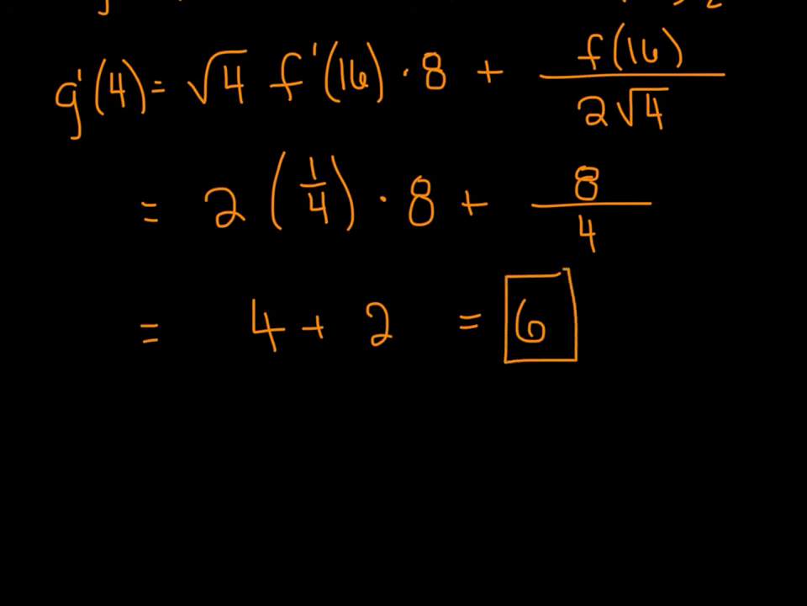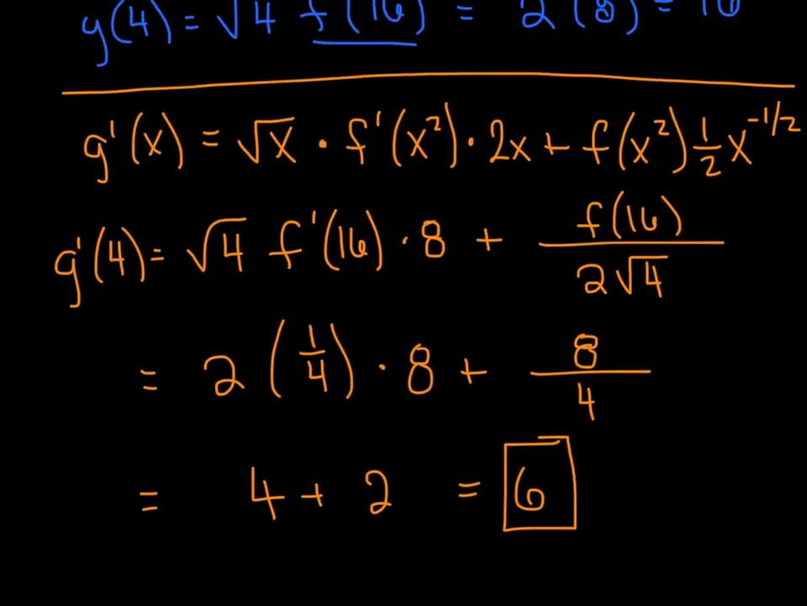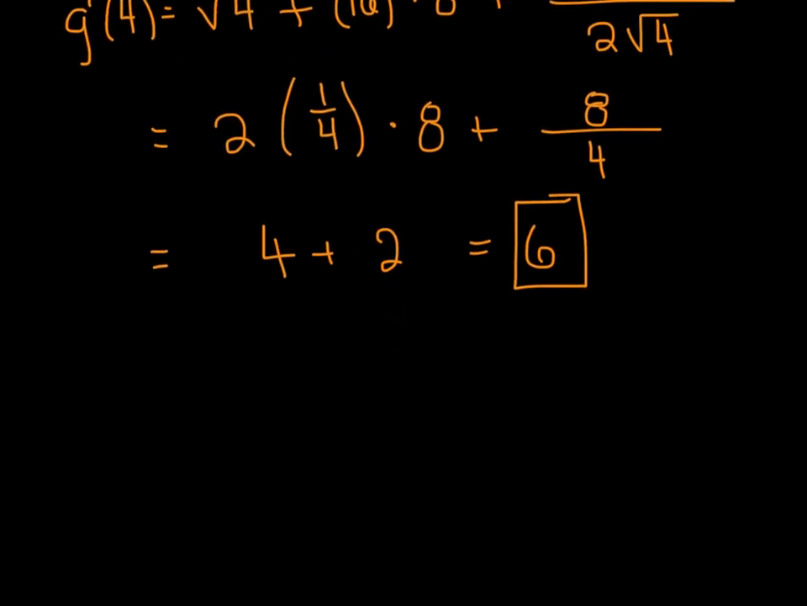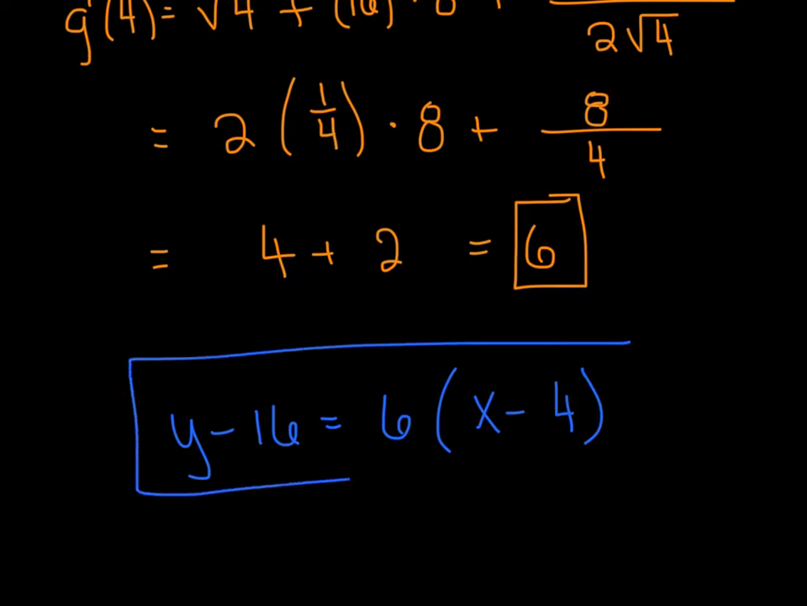This represents my instantaneous slope, and if we put it all together, the equation of our line is going to be, let's see, that y value was 16. All right, so y minus 16 equals the slope of 6 times the quantity x minus 4, and that's the equation of a line tangent to g at the point x equals 4, and we would just consider x equals 4 to be our point of tangency.